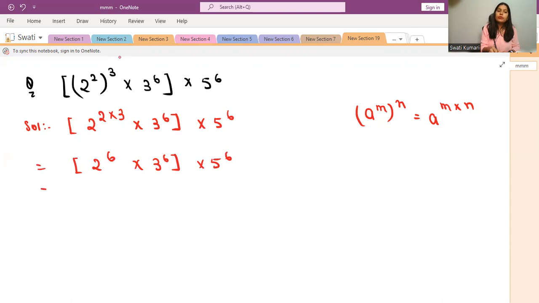Now here, if you want, you can also remove this bracket. So yes, let me tell you which formula you are going to use here. And the formula is, if we have a raised to m into b raised to m, what does that mean?